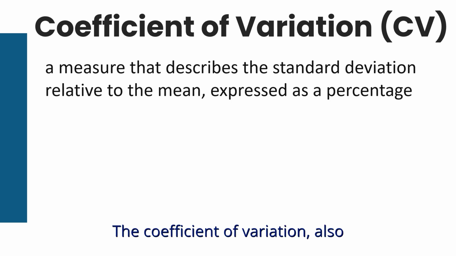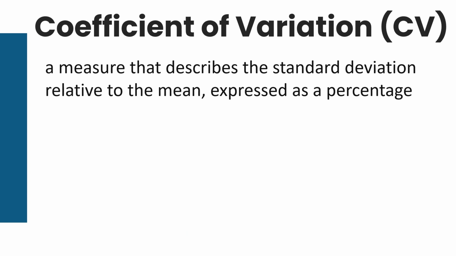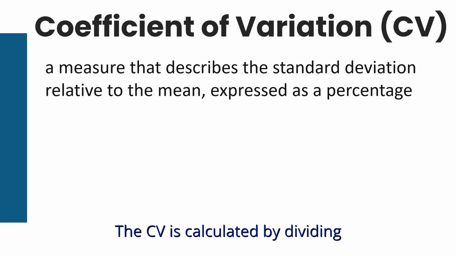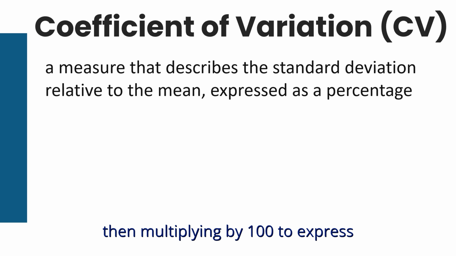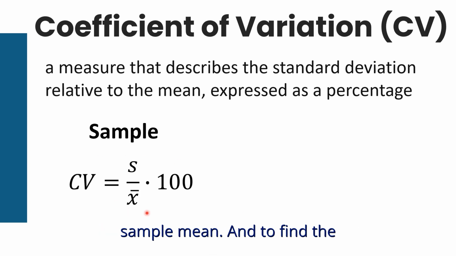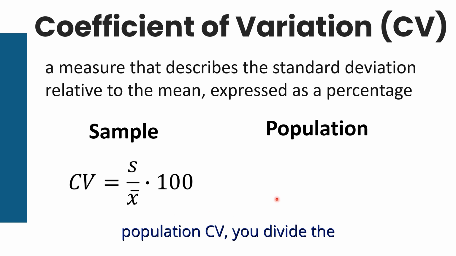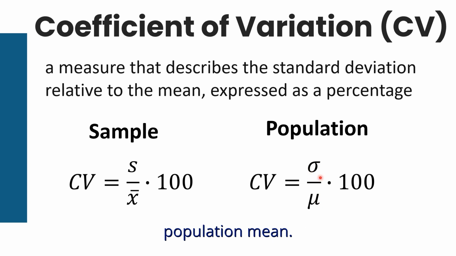The coefficient of variation, also called the CV, measures how spread out data is relative to its mean, expressed as a percentage. It helps compare data sets with different means or scales. The CV is calculated by dividing the standard deviation by the mean and then multiplying by 100 to express it as a percentage. To find the sample CV, you divide the sample standard deviation by the sample mean, and to find the population CV, you divide the population standard deviation by the population mean.